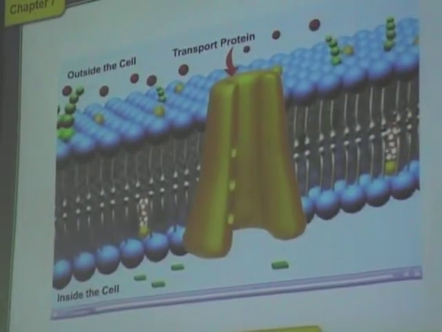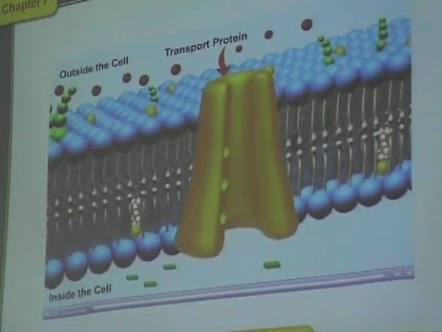Active transport occurs when energy is required to move a substance across a concentration gradient. An important active transport pump is the sodium-potassium ATPase pump, which is found in the plasma membrane of animal cells.